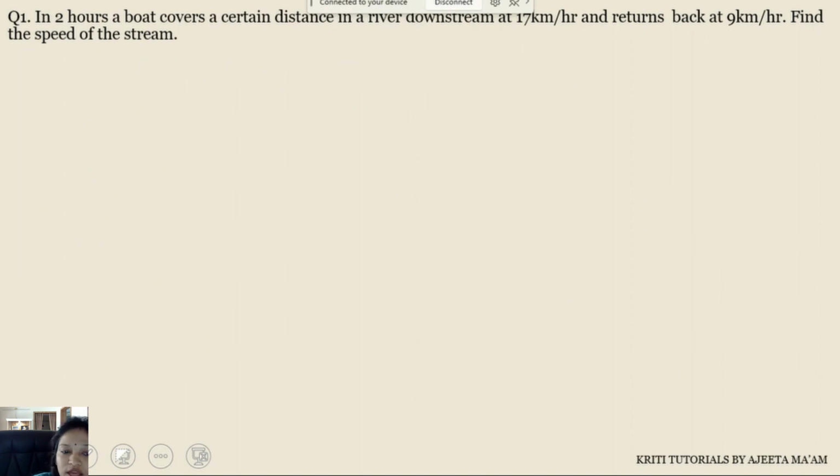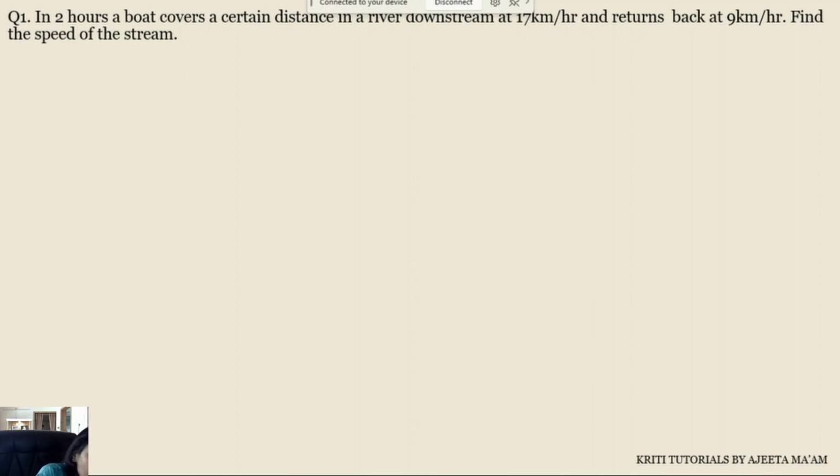Now, suppose, as you see, in 2 hours, a boat covers a certain distance in a river downstream at 17 km per hour and returns back at 9 km per hour. Find the speed of the stream. Now, 2 hours is the time given. For what? Same distance you are covering in the downstream and same distance you are covering in the upstream. Back means now upstream will be the case. First downstream, and later upstream.